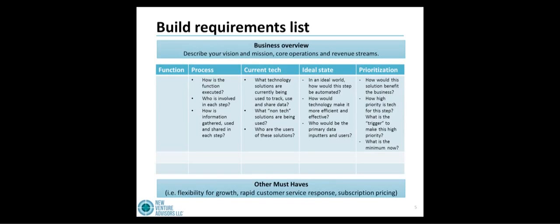So fill in all your functions in the leftmost column, and each function is a row now, and then answer the questions of, how is this process executed? What current technology and non-technology solutions are being used to track, use, and share the data, and then what is your ideal nice to have? What's your ideal state, and then what are your need to have? And then at the end, really going back to that list of other selection criteria that I mentioned, and having a group discussion of which ones of these are really important to us, and what the nice to have and the need to have should be.